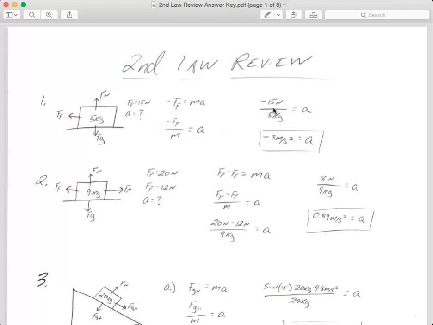I can plug in my numbers. I know that the force of friction is 15 newtons. That was given in the problem. It is still negative because it goes in the negative direction. The mass is 5 kilograms. 15 divided by 5 gives me 3, and it's still negative. That negative 15 makes it all negative. And it's negative 3 meters per second squared for the acceleration.